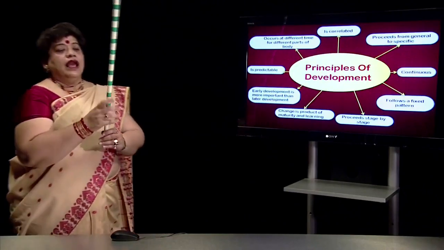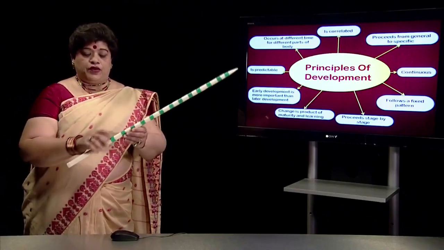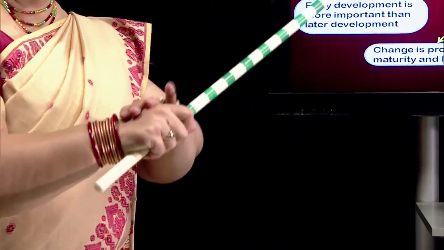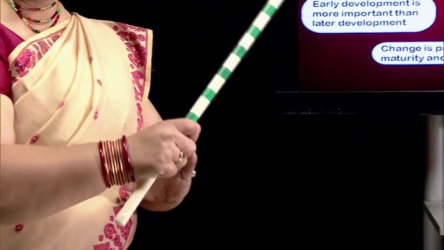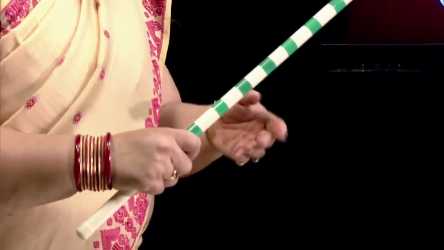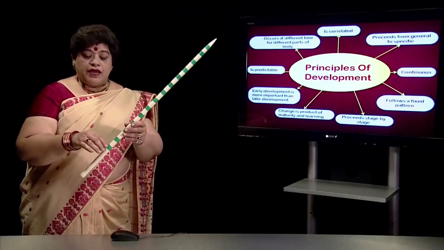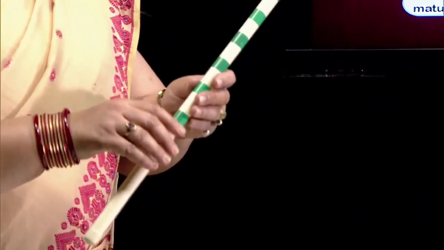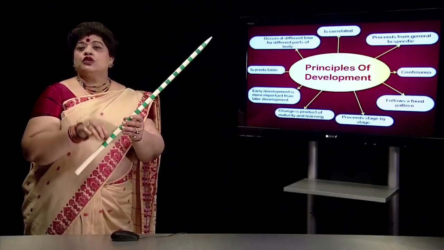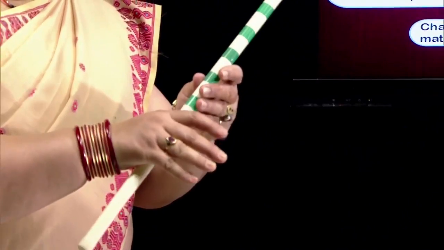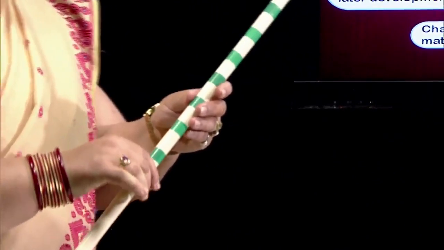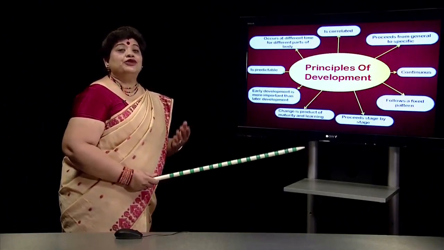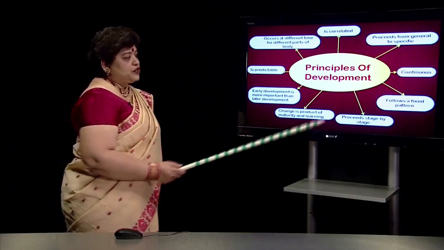One of the principles is that development proceeds from general to specific. If I give this stick to a small baby to hold, then the baby may hold it like this with a complete grasp. That is the support of the palm, the fingers and the thumb. But if I give it to a bigger child, or if I am holding, I may even hold it with 2 fingers and thumb, or with the support of 4 fingers and thumb. That means from general to specific. The movement or development has happened from general to specific. Next important principle is that development is continuous. It will continue to happen throughout the life of an individual.